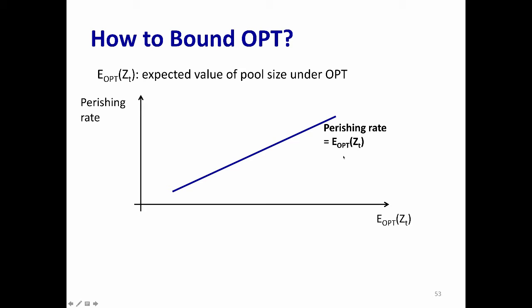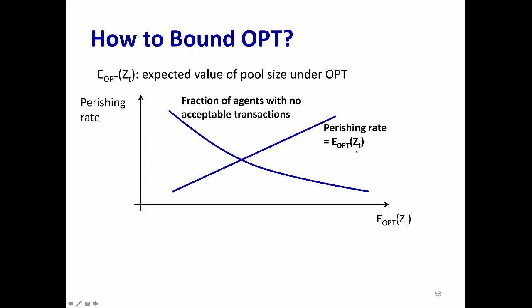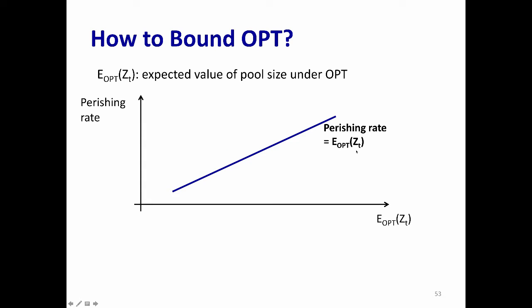As a result, the perishing rate is exactly equal to the expected pool size. Why? Because the rate by which someone gets critical is equal to the pool size, the criticality rate. Each agent gets critical with rate 1, so the criticality rate is equal to the pool size, and because all critical agents perish, perishing rate is equal to the pool size. So from this perspective, I would like to decrease the pool size as much as possible, because if I increase the pool size, I'm increasing the perishing rate.